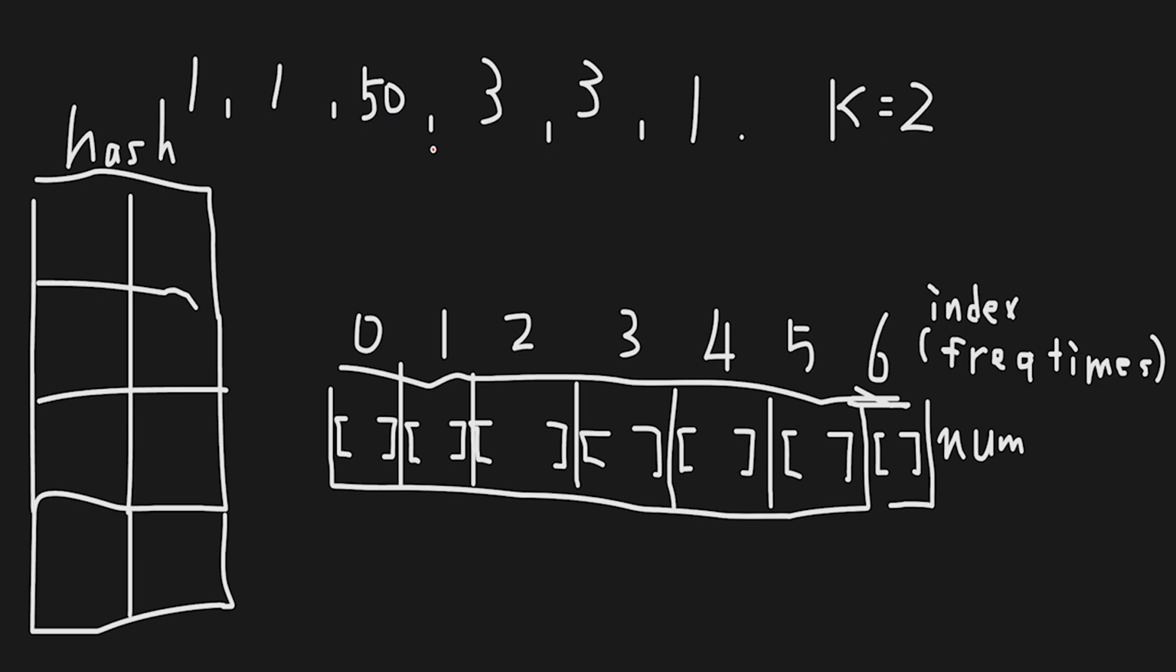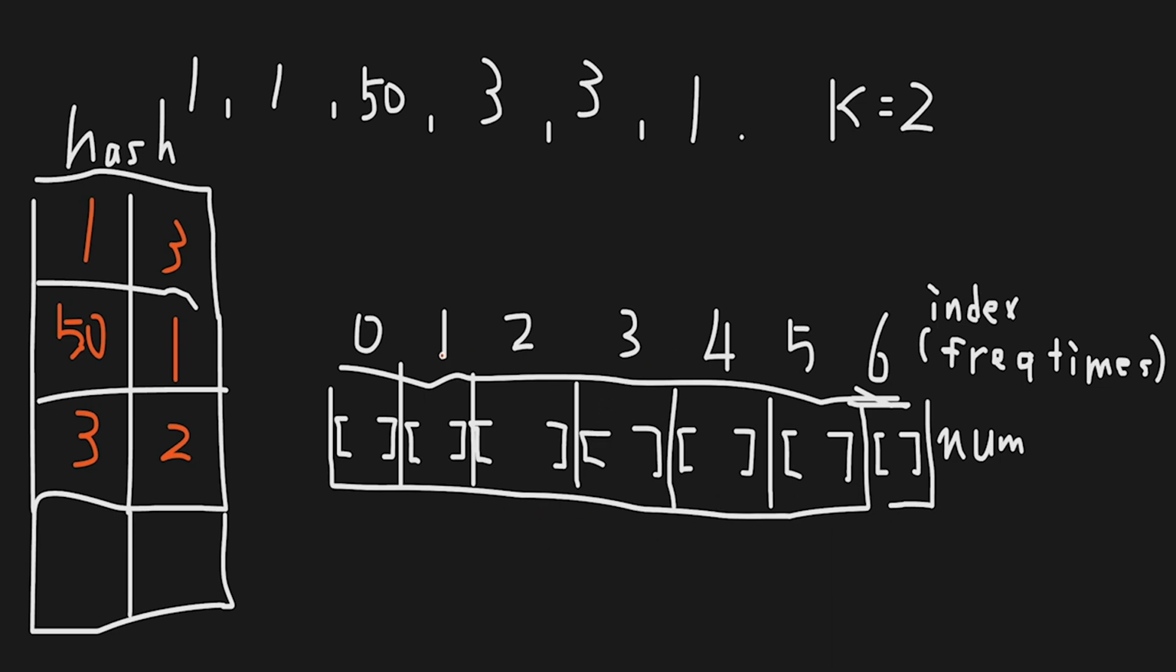To solve this question in linear order, first of all, I count each number and keep them in a hash. So now, how about 1? How many 1s do we have? We have 3. And how about 50? We have only one 50. And how about 3? We have 2. Yeah, and then in the next operation, we create a two-dimensional array like this.